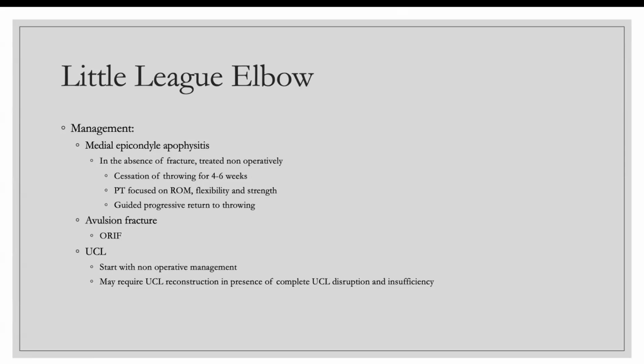For the avulsion fracture, for our primary care guys, we're going to want to refer these out to our orthopedics department in case they need surgery. And for these UCL injuries, we can start with non-operative management, but they might require reconstruction if they have complete disruption of that UCL seen on MRI, or you're noticing some significant insufficiency on exam. So, things to keep in mind: we're not always just going to treat these non-operatively.